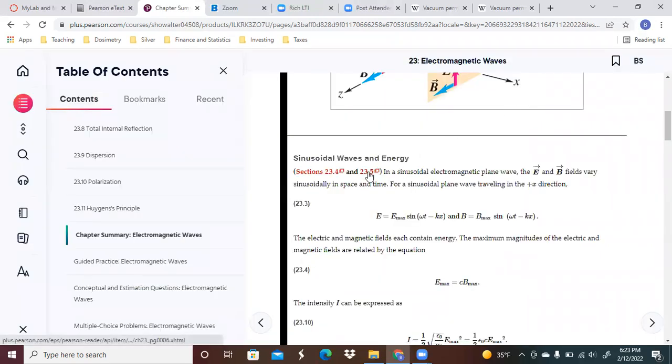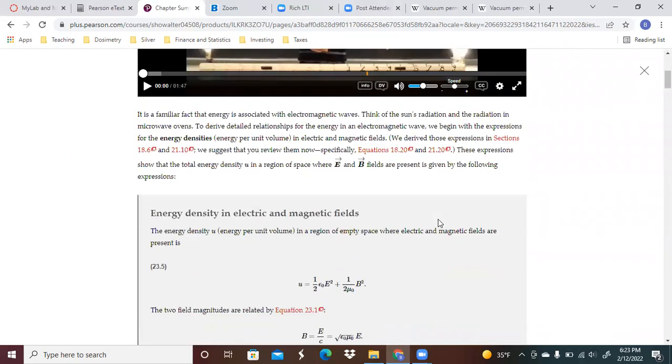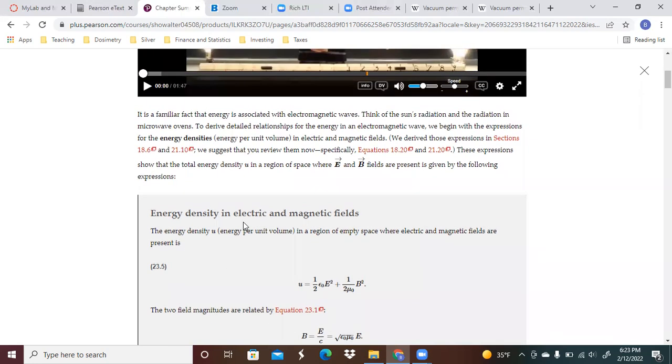Now, let's go to section 23.5. Energy is associated with electromagnetic waves. You can think of the sun's radiation, or the radiation of microwave ovens. To derive detailed relationships, we begin with the expressions for energy densities, or energy per unit volume, in electric and magnetic fields. These expressions show that the total energy density u in a region of space is represented by the following expressions.